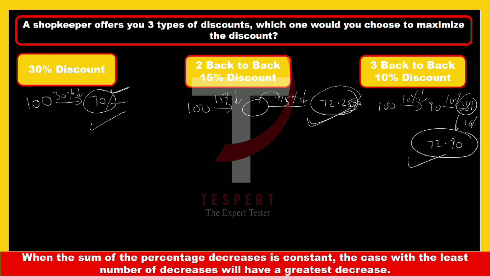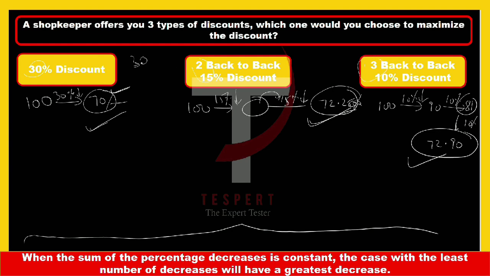You will choose, you will pay 70 rupees, right? So what is the rule here? When the sum of percentage decreases is constant, the case with the least number of decreases will have the greatest decrease. The sum is constant here, because 30, 2, 15, 3, 10s, all these become 30 only. Sum is constant, but the case with the least number of decreases will have the greatest increase. Which one has the least number of decreases? Here 3, here 2, here 1. So 1 is least, right? So this case offers you the highest possible discount in the price of the product.